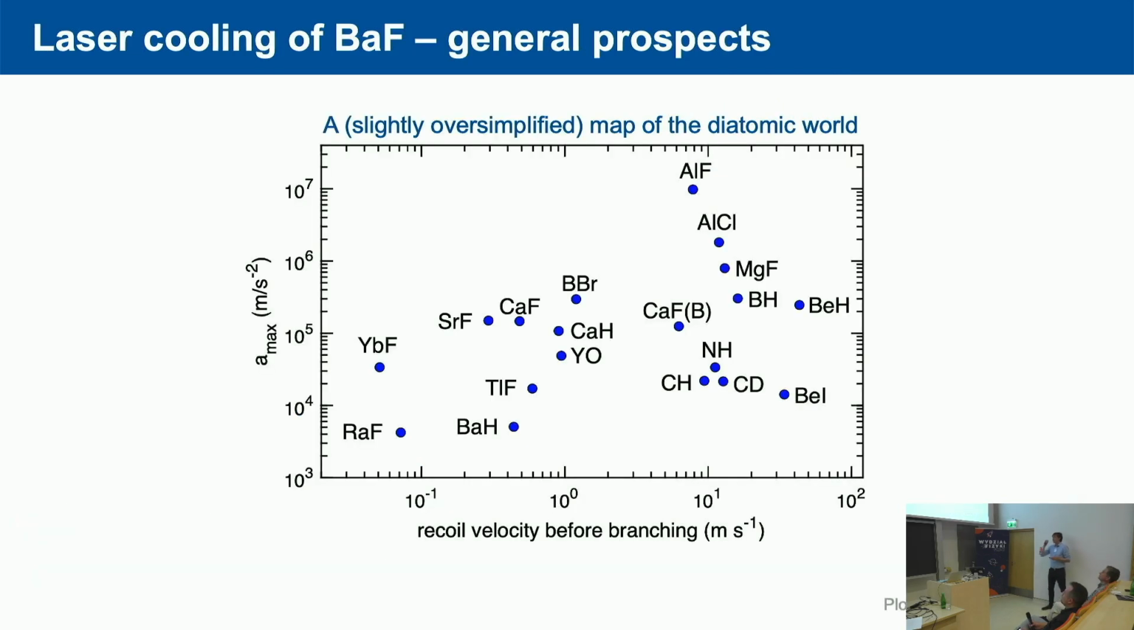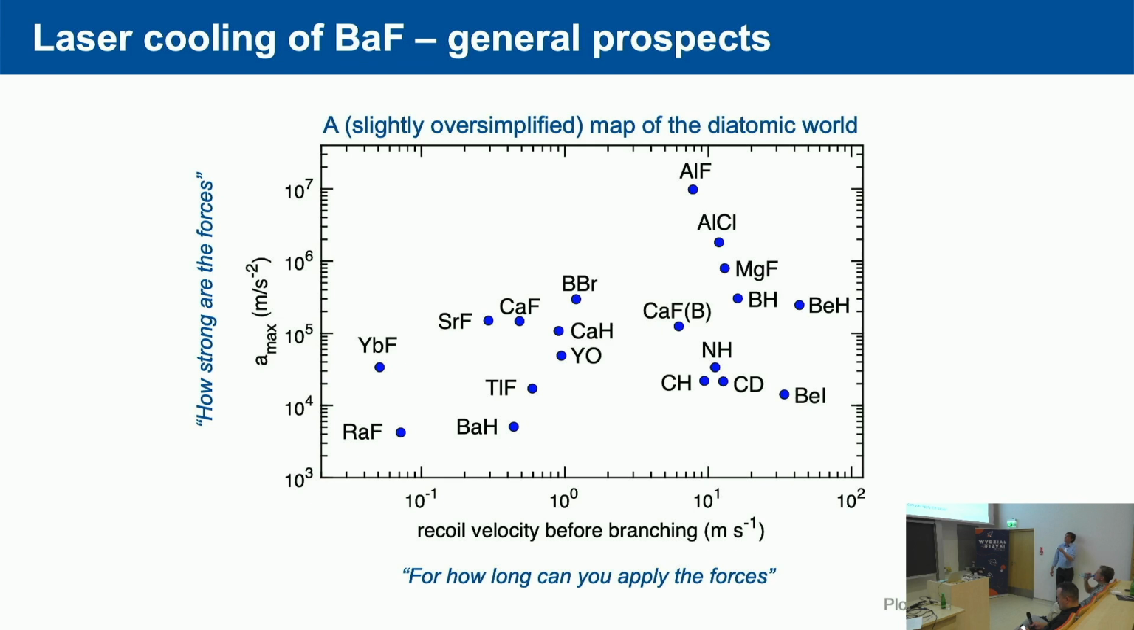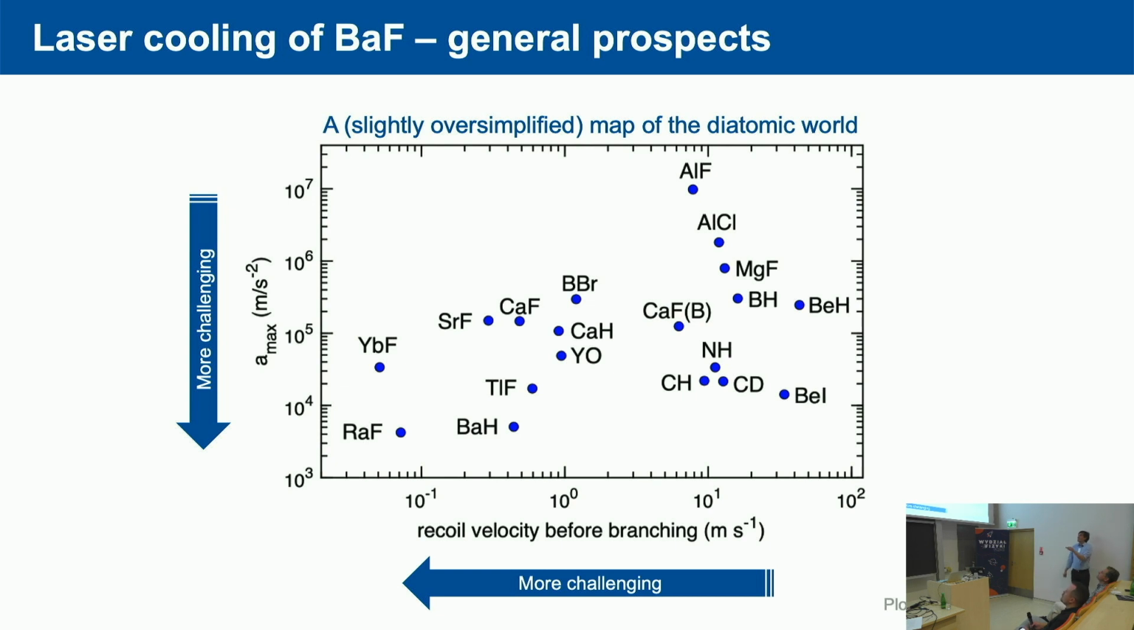Just to put this all into perspective, I always like to steal a plot from Stefan, which is a very nice plot, which gives you an overview about all the diatomic molecules, at least, that people have considered for laser cooling. And what you see here on the axis, the acceleration that you can achieve and the recoil velocity that you can transfer. So let me translate this maybe a little bit. This tells you how strong the forces are, and this is for how long you can apply the forces. So essentially, the more you go into this corner of this plot, things become more difficult. And barium fluoride is right here.